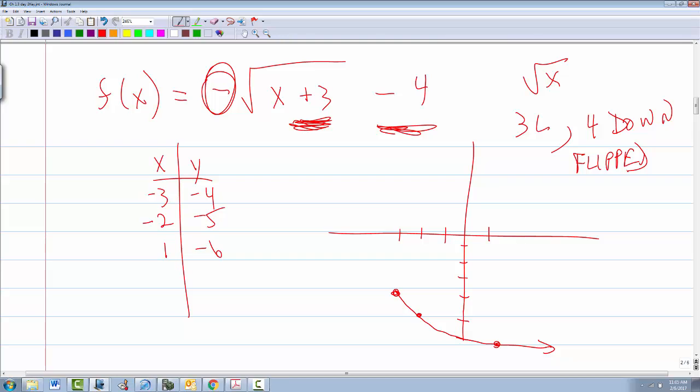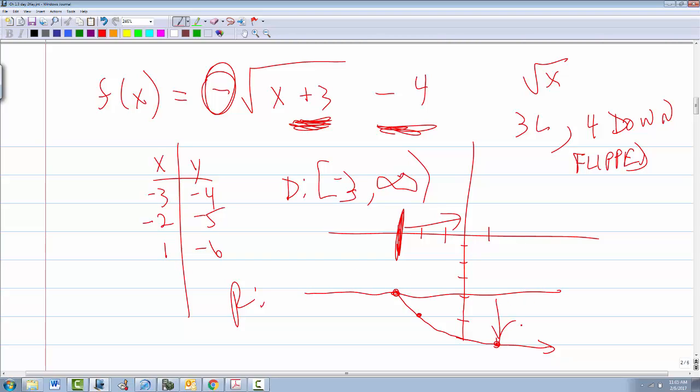All right, and then what's the domain? The domain is -3 to infinity. What's the range? Negative infinity to -4 with a bracket. And then is it symmetric with the y or x axis? No. So you should be able to do your homework, and actually it shouldn't take you too long, even though I went the full bell here.